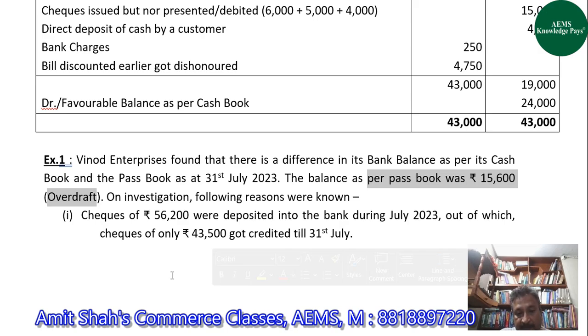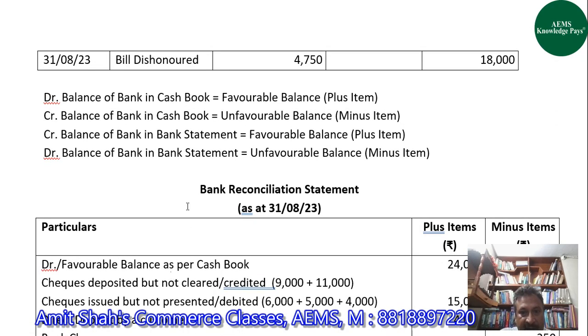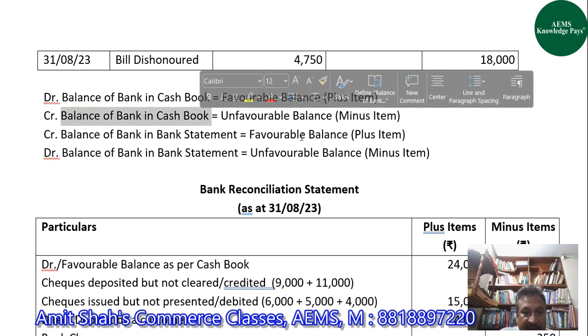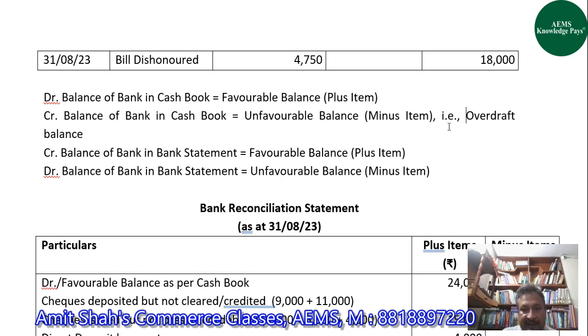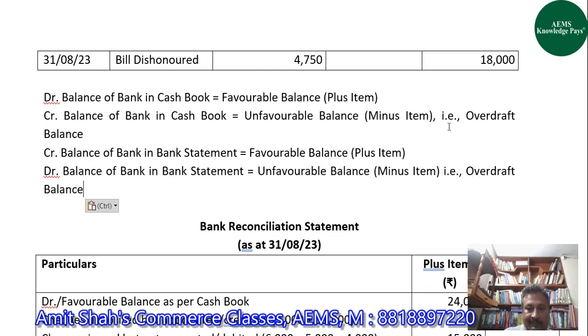balance, right? I should have written it here, guys, that credit balance of bank and cash book is unfavorable balance, minus item, that is overdraft balance. You also please add this, guys, everyone, and here also. Everyone do this fast, guys.